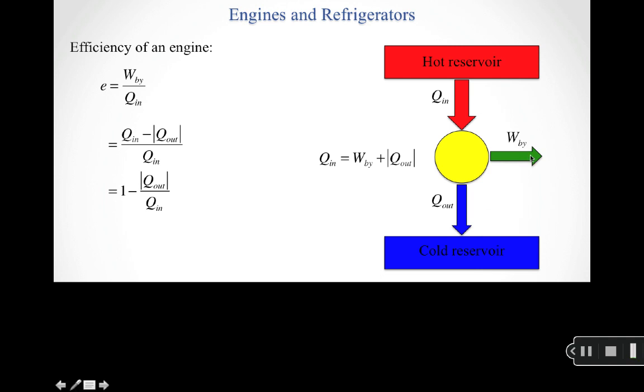Now, clearly, the more of this energy that I can convert into work, the more efficient this engine is going to be. So we can calculate the efficiency of an engine with this expression.